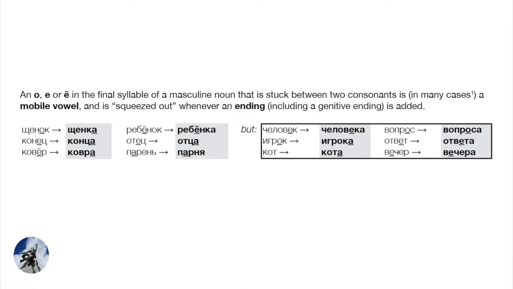Rybyonok, that becomes rybyonka. Отец becomes отца. Парень, there's a slightly tricky one, right? It's soft. So the ye drops out as the mobile vowel, and then we add ya instead of a and we get parnya, parnya.